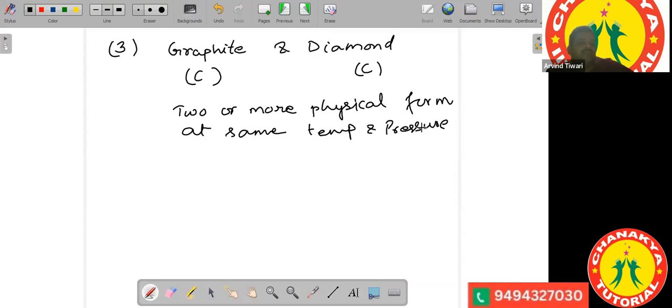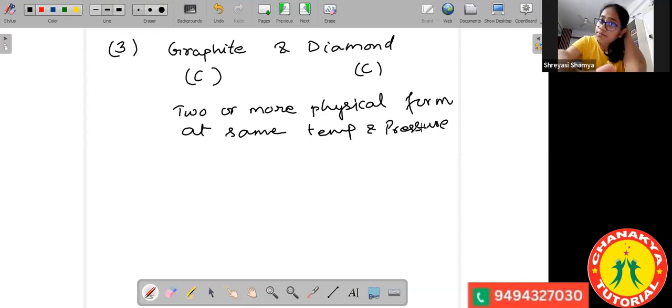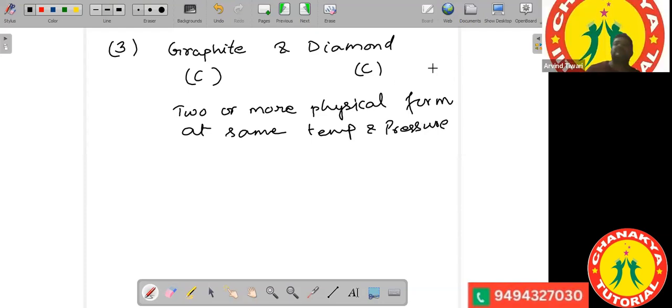So can anyone name the property? What is the name of this property? The property by which a substance can exist in two or more physical forms at the same time, at the same or similar conditions of temperature and pressure. Allotropy. Okay. So this is the allotropy of carbon.